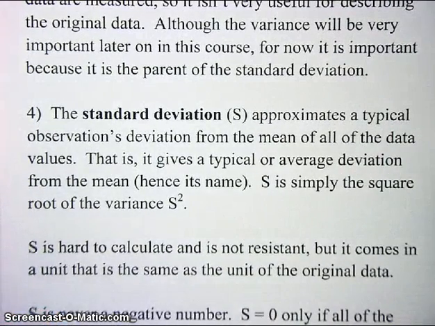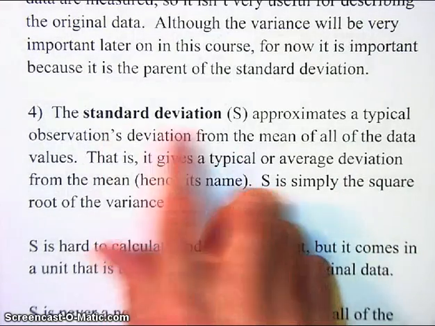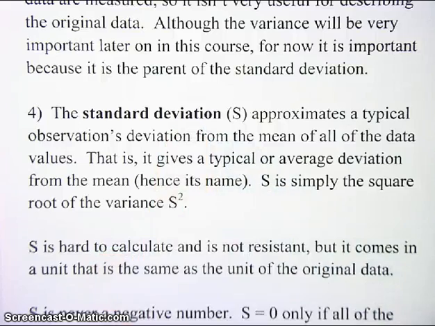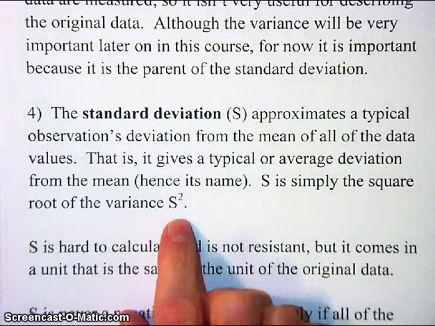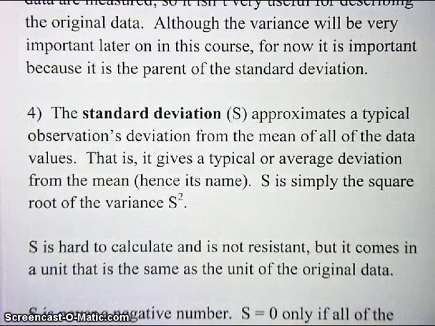The standard deviation gives an approximation of a typical observation's deviation from the mean of all the data values. So it gives a typical or average deviation from the mean. And that's where it gets its name, standard deviation. What is a typical deviation from the mean in this data set? It's simply the square root of the variance. So once you already have the variance, S is very easy to calculate. But if you're starting from scratch, S is hard to calculate. Like the variance, it is not resistant.